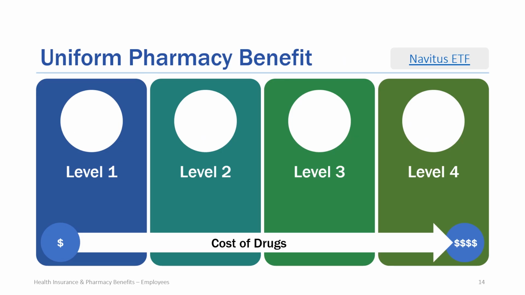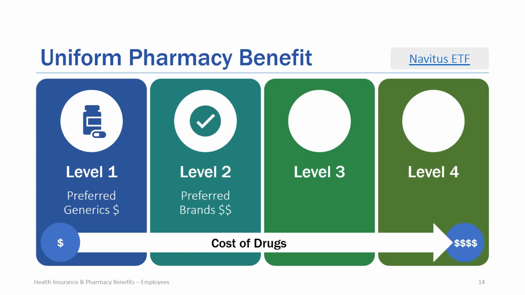Pharmacy is a uniform benefit included with all health plans. Each covered prescription drug falls into one of the 4 cost-sharing levels. The lower the level, the less you pay. Level 1 has the lowest cost and consists of generic prescription drugs. Level 2 costs a bit more for preferred brand name drugs.